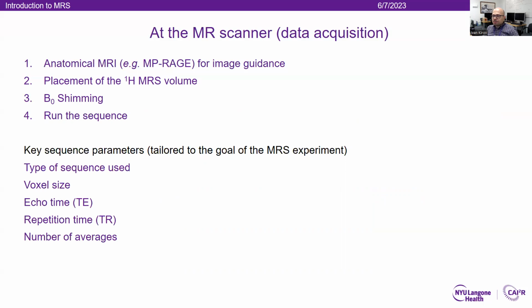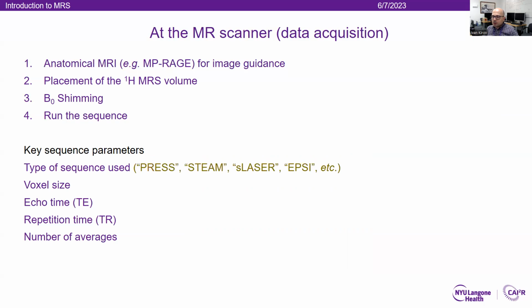Each sequence has different parameters. No two sequences will be exactly the same, most likely. And the parameters are tailored to the goal of the experiment that you're trying to do. So the type of sequence will be different.